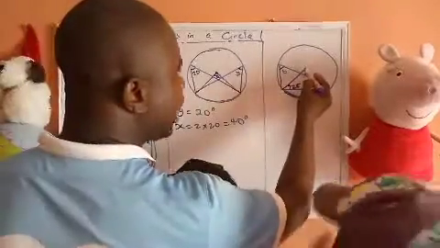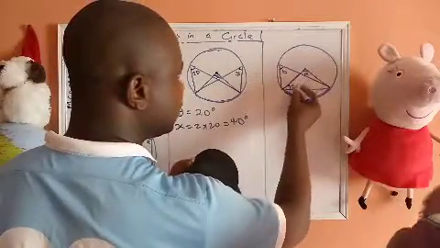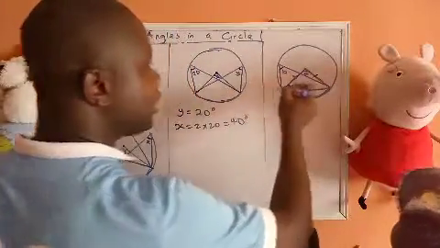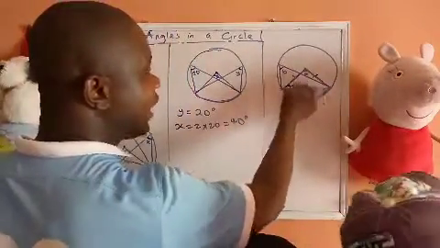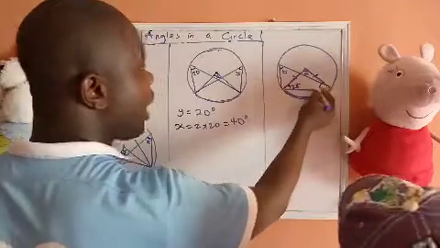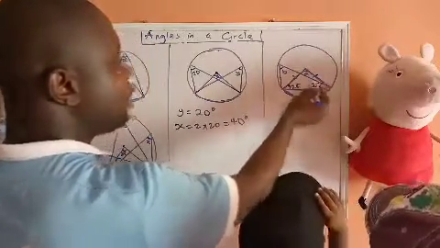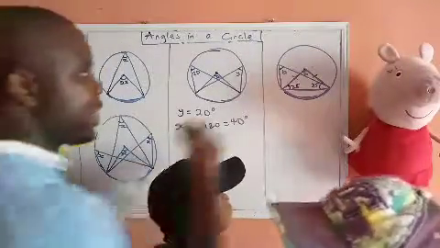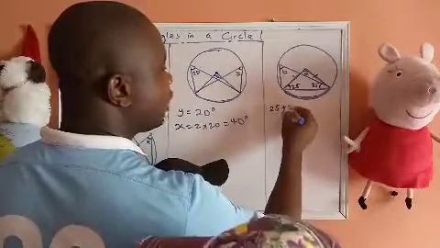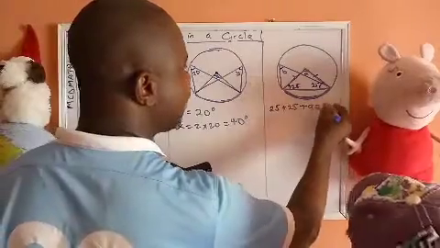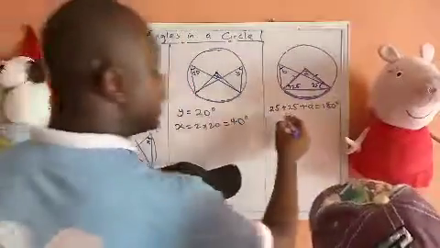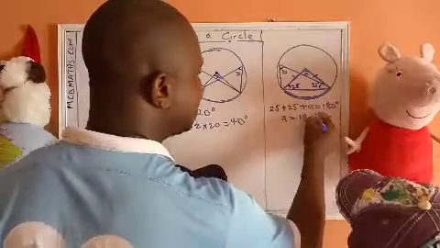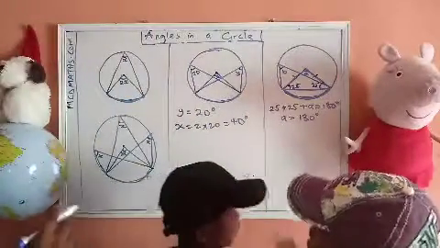So let's now look at this triangle. This is the radius, this is radius. If this is 25, this is an isosceles triangle. If this is 25, this angle will be 25. So 25 plus 25 plus A will give you 180 degrees. So A will be 180 minus 25 minus 25. That will give you 130 degrees. So A is 130 degrees.